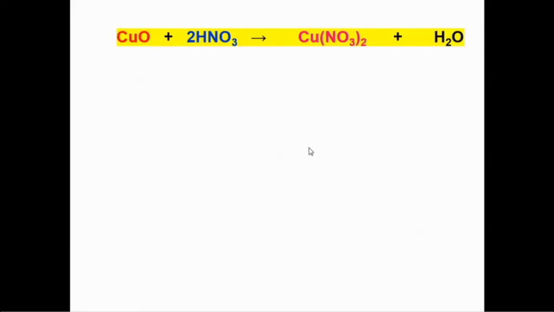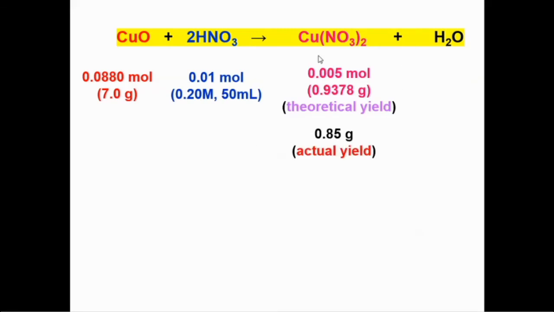Since we want to determine the percentage yield of this copper two nitrate, remember, the theoretical yield was 0.9378 grams. This theoretical yield was determined through the calculations that we did in the previous question B and question C, and also question D. And then this 0.85 grams is the actual yield, and this was given in the question.